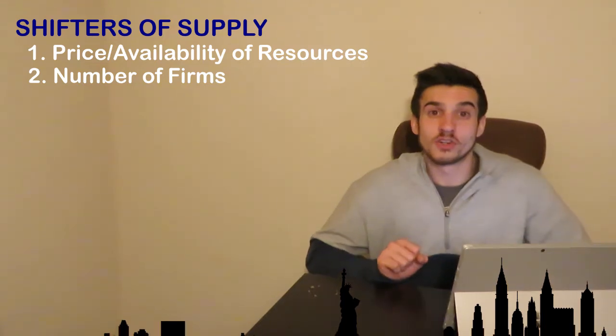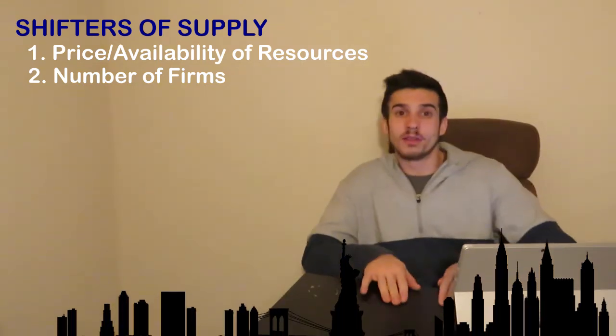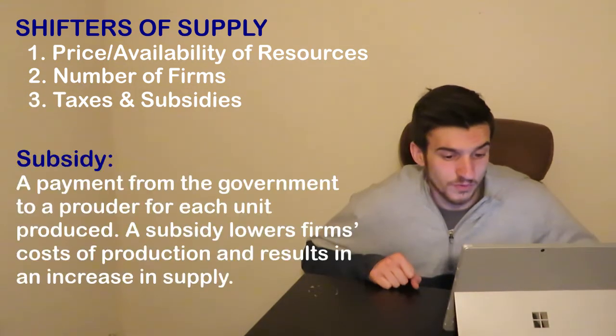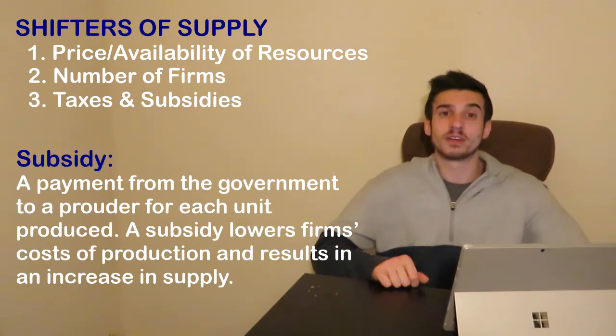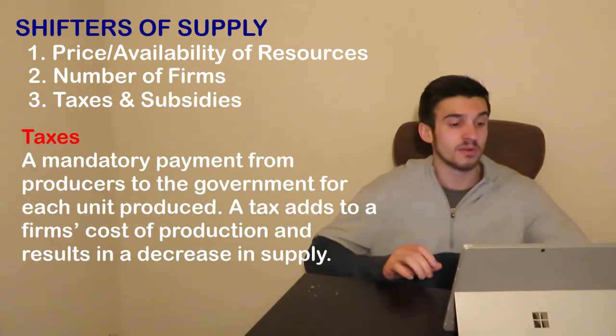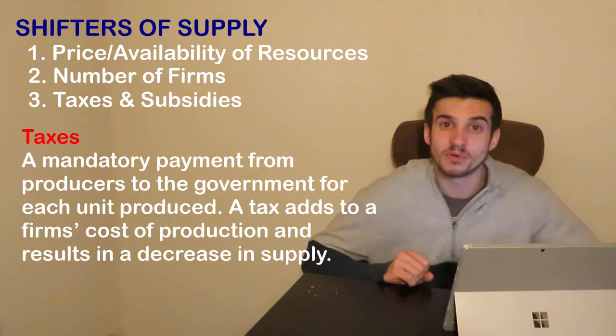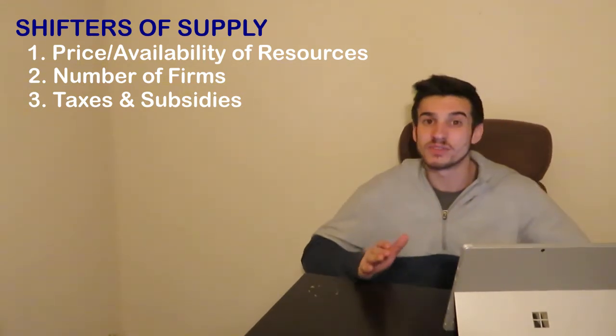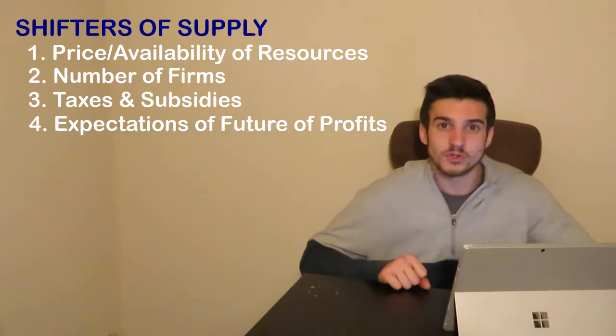The more firms there are to produce a specific good, the more of that good is readily available. So a subsidy is just something that lowers firms' cost of production and results in an increase in supply, while taxes are a mandatory payment from producers to the government for each unit produced. A tax adds to a firm's cost of production and results in a decrease of supply.